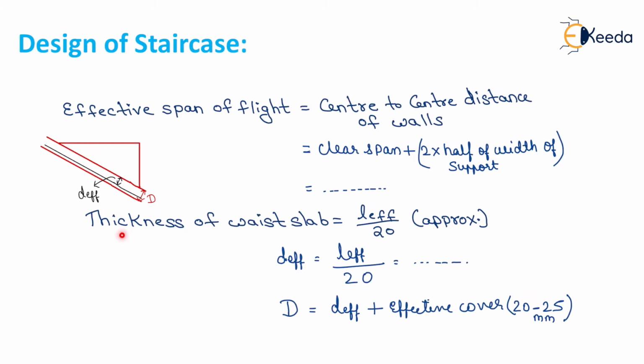By using formula, thickness of waist slab equals L effective divided by 20, approximate value we will get. D effective equals L effective by 20, and capital D equals D effective plus effective cover, which is taken 20 to 25 mm for slab. This I had shown in this figure. Capital D is overall depth and D effective is thickness of waist slab.